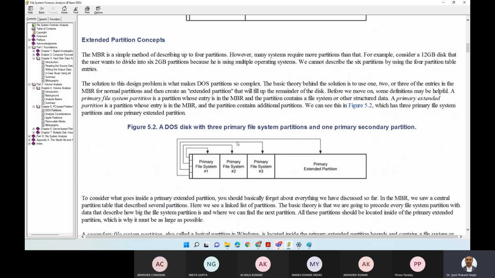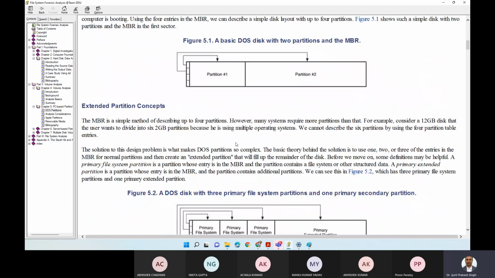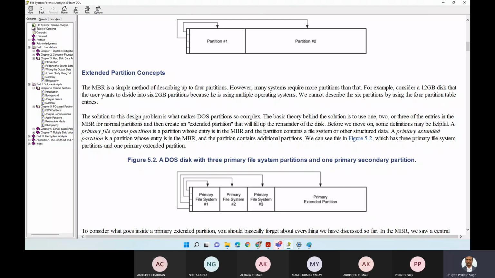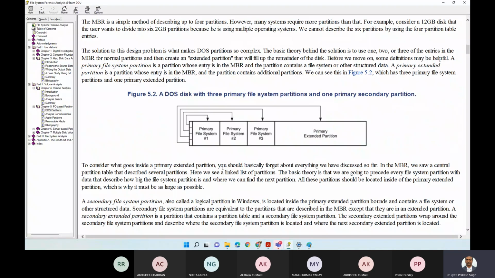So actually an MBR is a way by which we can describe up to 4 partitions. However, if we want to make more than 4, the solution is given something like this. So the basic solution is to use 1, 2 or 3 type of the entries in the MBR for normal partitions.